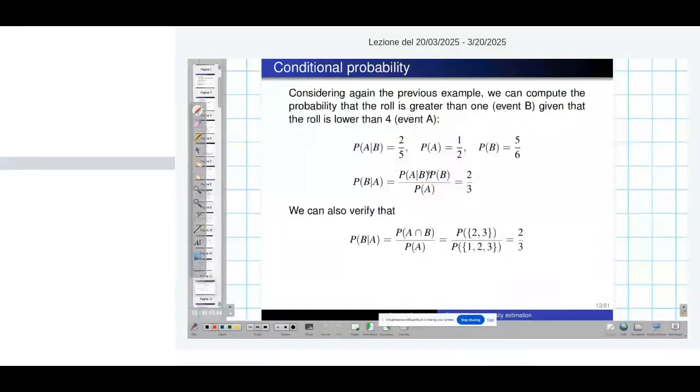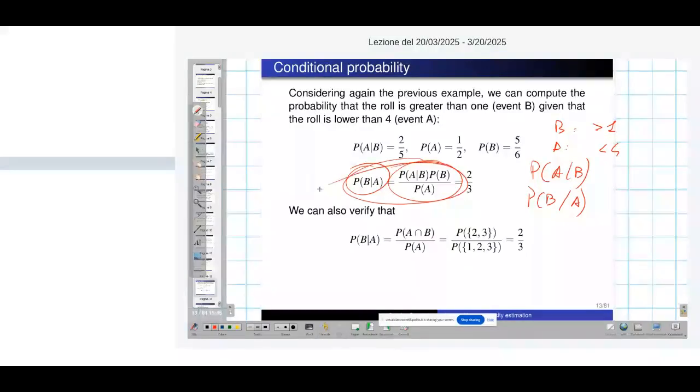Here you have an example of how to derive P of B given A from the other terms. So here we had B, the number is greater than 1. A, the number is lower than 4. We had computed P of A given B. Now we want to compute the probability that it is greater than 1, knowing that it's lower than 4. And you can retrieve it by applying the Bayes rule.